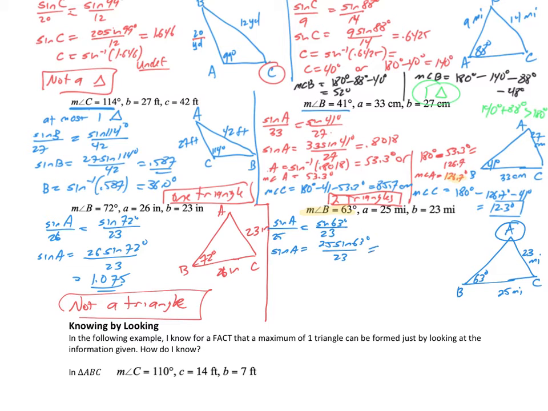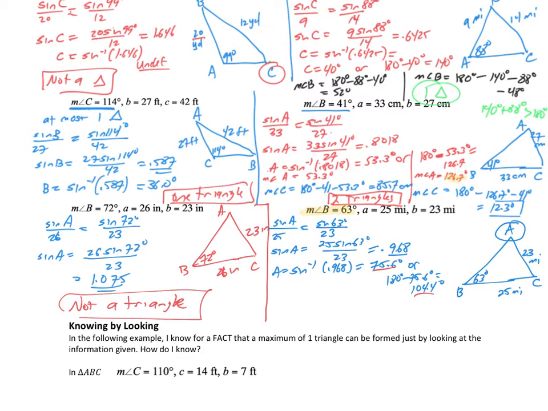Entering that into our calculator is 0.968. So that's a valid number for sine of an angle. So we will have at least one triangle. So A is equal to sine inverse of 0.968. That turns out to be 75.6 degrees, or the supplement would be 180 minus 75.6 degrees. That turns out to be 104.4 degrees. And now we have to see what the measure of angle C would be for each of these two values for angle A.